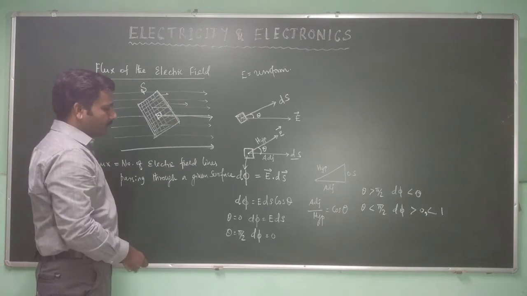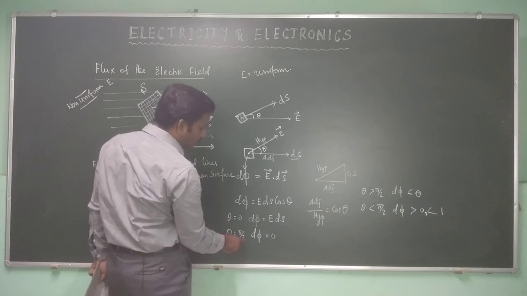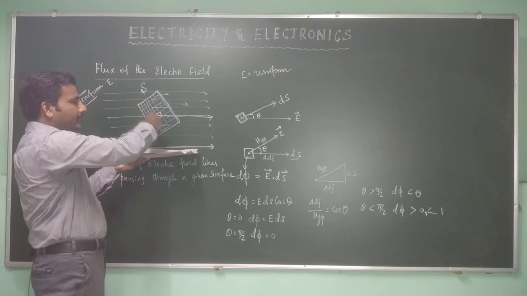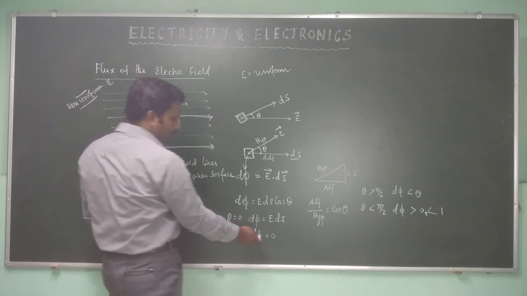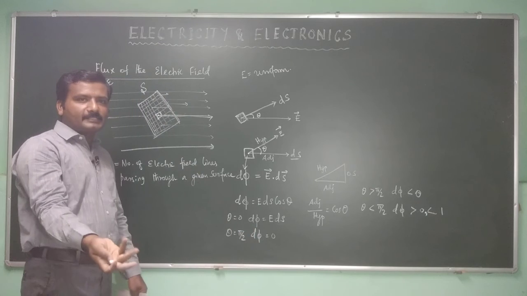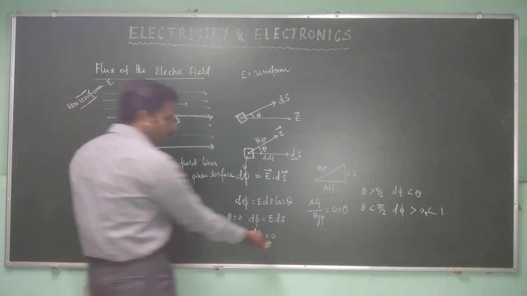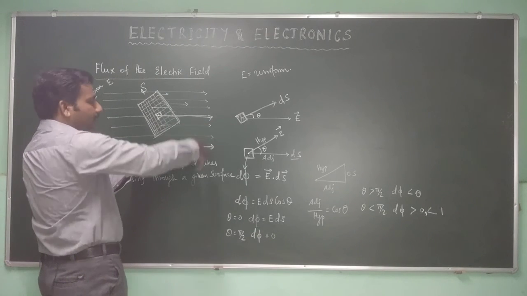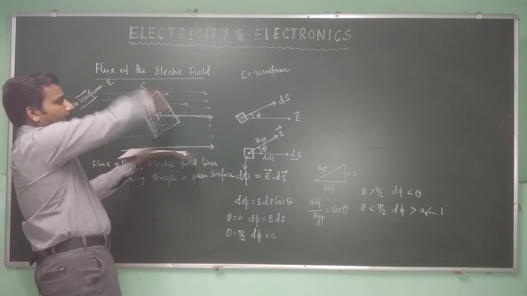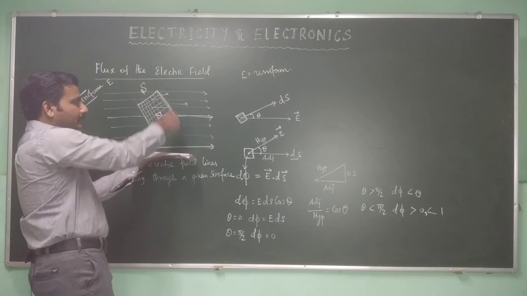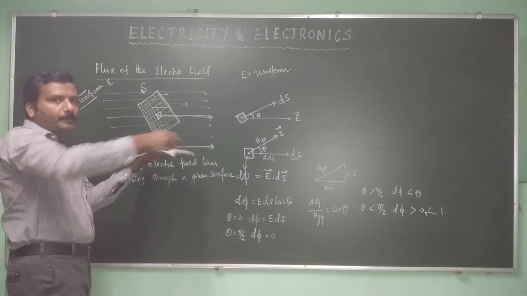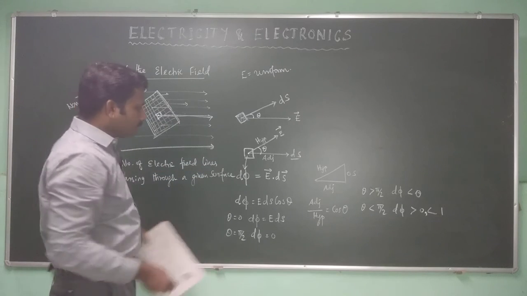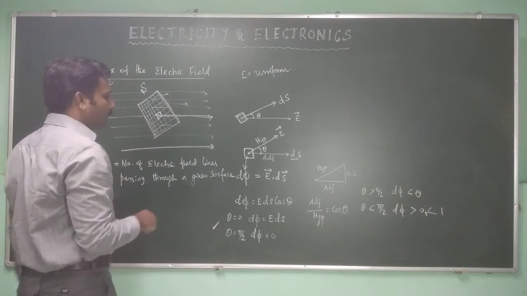So in that case, what will happen? If theta is pi by 2, that is, this line and the normal component have 90 degrees, then the flux, which is nothing but the number of lines passing through it, will be 0, right? If you put it like this, this is the direction of the electric field and this is the direction of the normal component. It is 90 degrees, so no line will penetrate through this plane. That is the case for this.